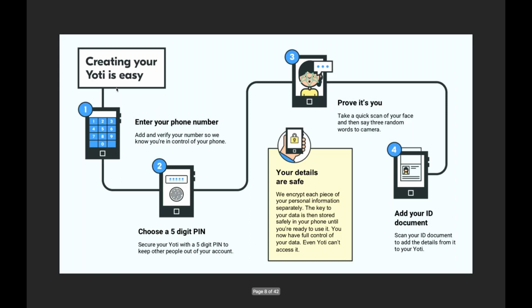So just very quickly, how you would create Yoti on a smartphone. I'll speak it through now and it will generally follow what you see on your screen there. So you download Yoti from the App Store, Google Play, or the iPhone store. Once you've installed that, you take a selfie, and then from there we get the biometric information of your face. Then you are presented three random words which you read into your phone.